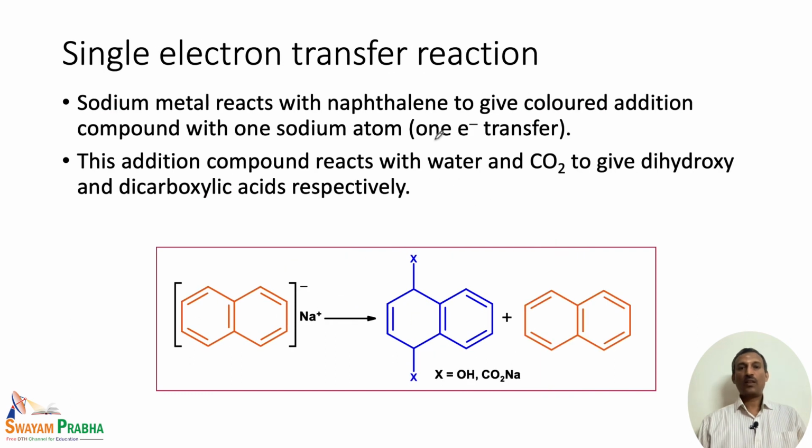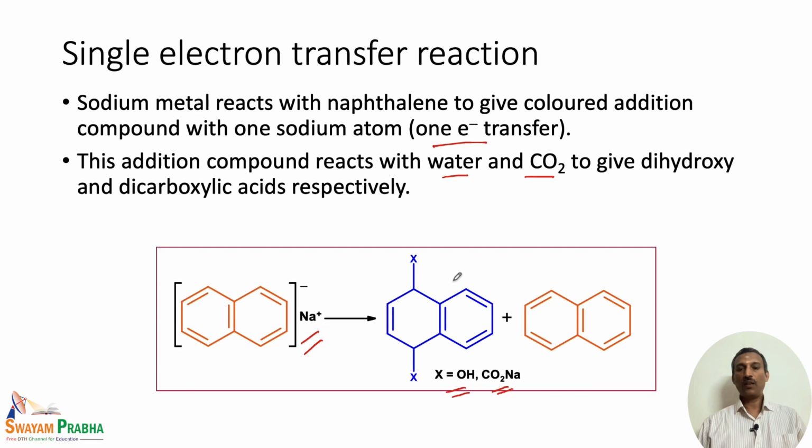The next one is a single electron transfer reaction. Here sodium metal reacts with naphthalene to give a colored solution, that is, a colored addition compound is formed by the one electron transfer reaction. So only one electron from the sodium's outer orbital is transferred to naphthalene. Because of this one additional electron, we get a highly colored naphthalene solution, and this compound when reacted with water or carbon dioxide gives the corresponding dihydro or the dicarboxylic acid products.